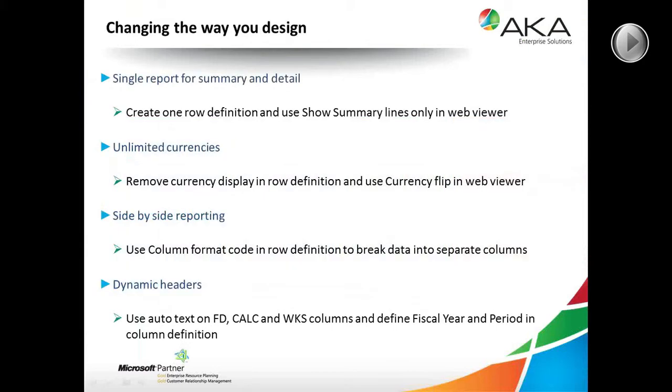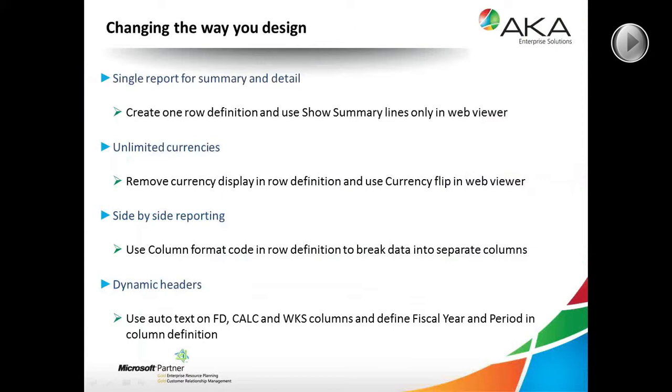Okay, so all of this you can use to change the way you design. So for the single report for summary and detail, you can now create one row definition and use the summary lines only in the web viewer. So this means that rather than having two versions of the report, summary and detail, you now have one version of the report and can flip between the view you want.